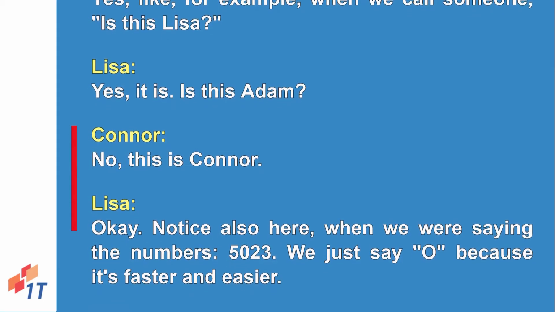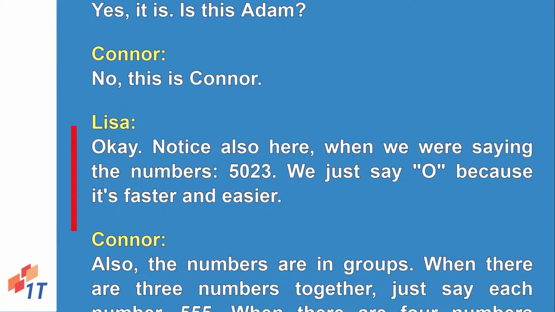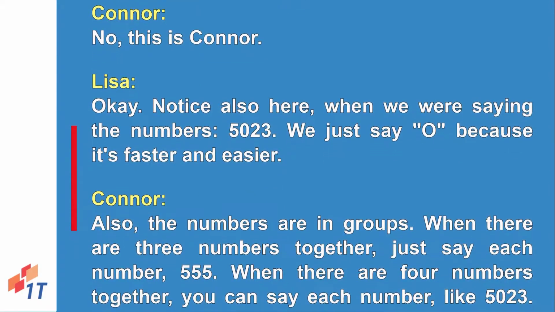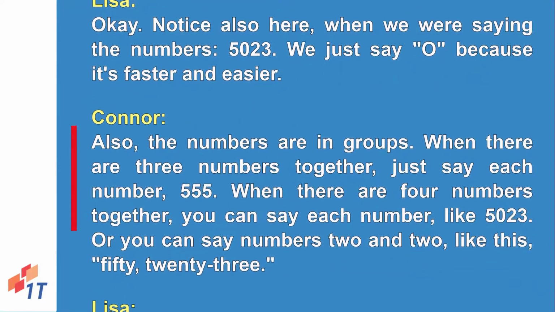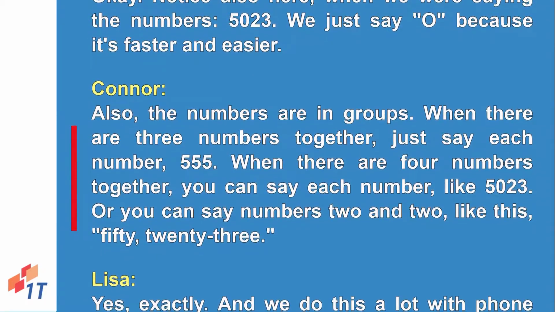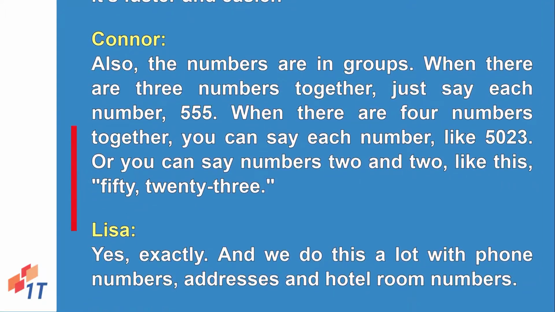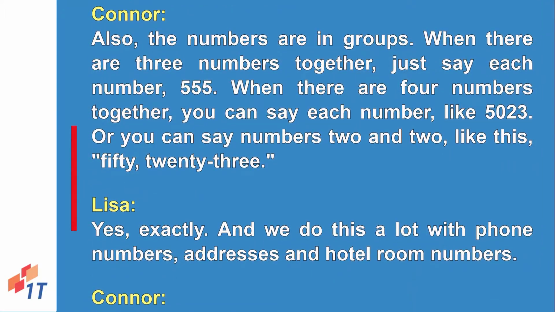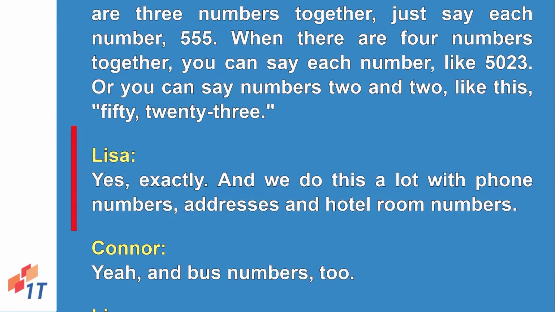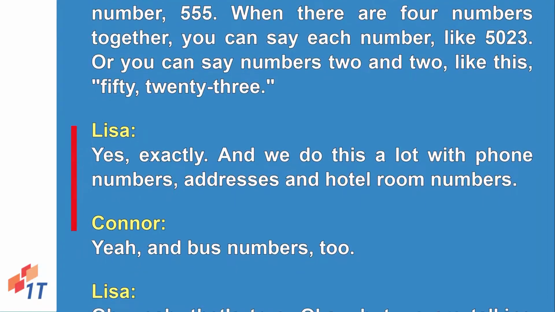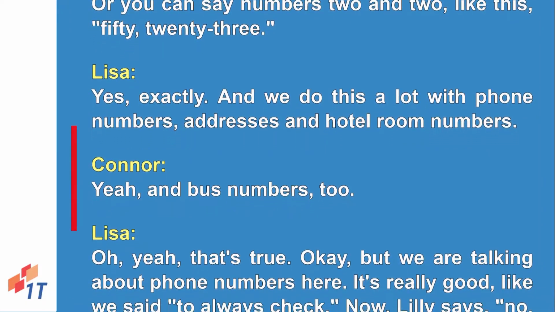Notice also here when we were saying the numbers 5023. We just say O because it's faster and easier. Also, the numbers are in groups. When there are 3 numbers together, just say each number, 555. When there are 4 numbers together, you can say each number, like 5023, or you can say numbers 2 and 2, like this, 50 23. And we do this a lot with phone numbers, addresses, and hotel room numbers. And bus numbers too.